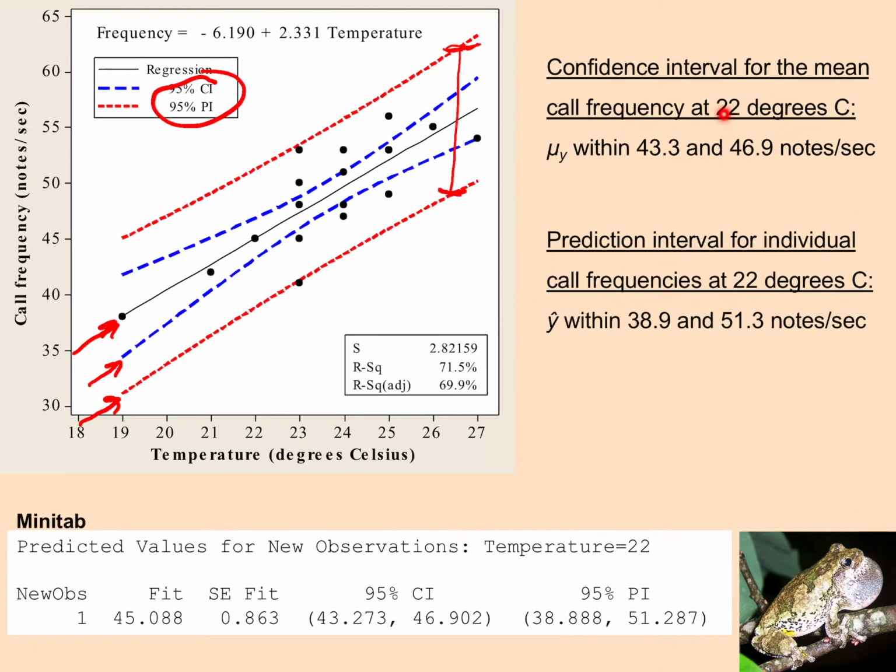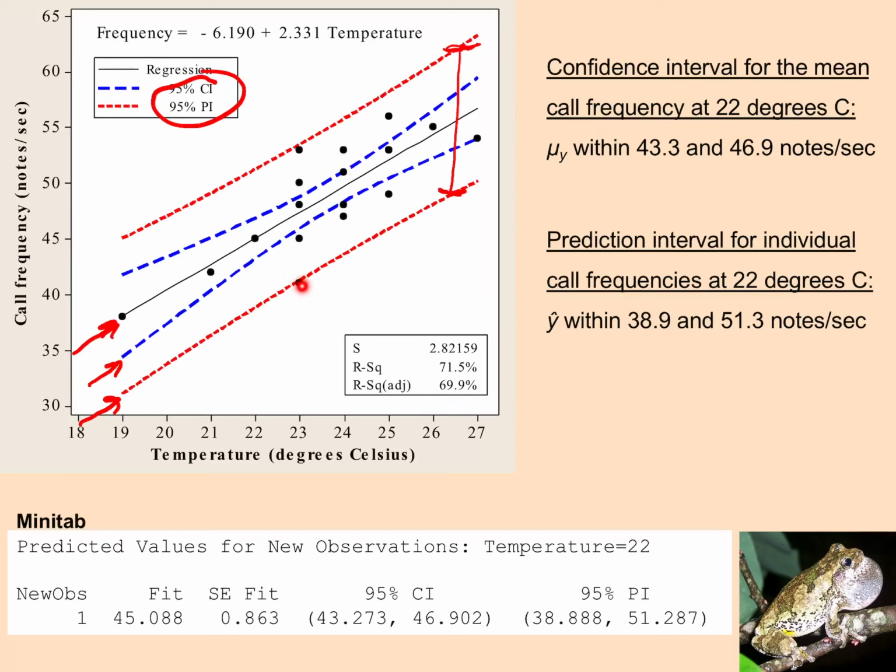So with our frog call frequency data, the confidence interval for the mean call frequency at 22 degrees Celsius is between 43.3 and 46.9. The sample average is going to fall within that range 95% of the time. The prediction interval for an individual call frequency at 22 degrees Celsius is 38.9 to 51.3. So an individual measurement would fall between 38.9 and 51.3 95% of the time.